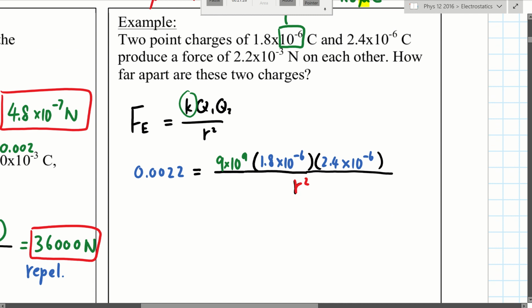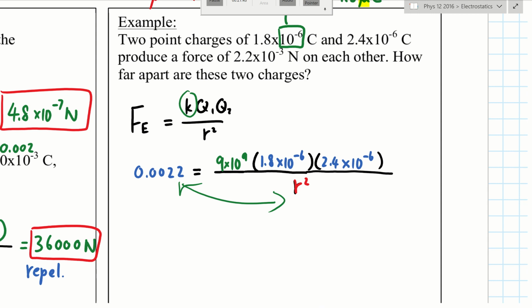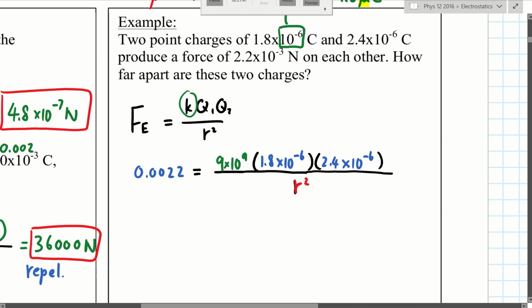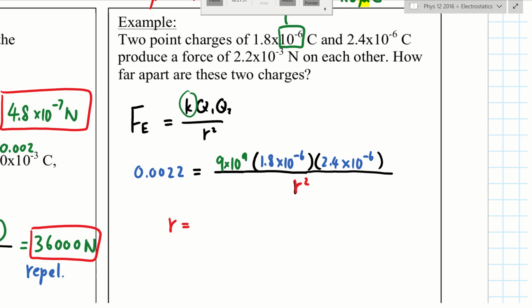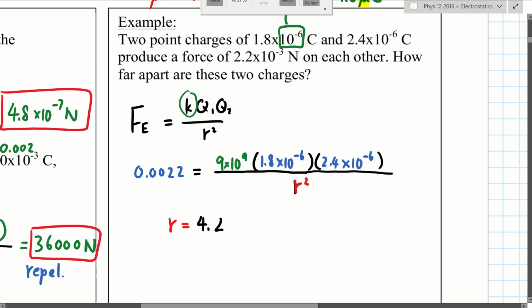Okay, I mean, you're in grade 12. Do I really have to go over the algebra, right? If you are looking for some hints, you should swap the 0.0022 and the r squared. You can do all the calculation on the right first, and then r squared equals that number. Take a square root on both sides. Then you get the separating distance between the two charges. So the separating distance, rounding to 2 sig figs, is about 4.2 meters.